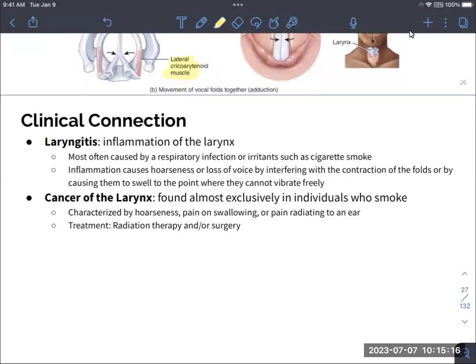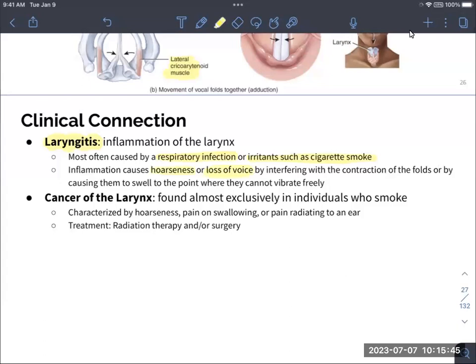Laryngitis. Sure, most people have had some form of laryngitis in their lifetime. That -itis means it's an inflammation of that larynx. And it's a respiratory infection usually. Sometimes irritants like cigarette smoke can cause laryngitis, but because of this inflammation and swelling in the area, your voice goes hoarse.